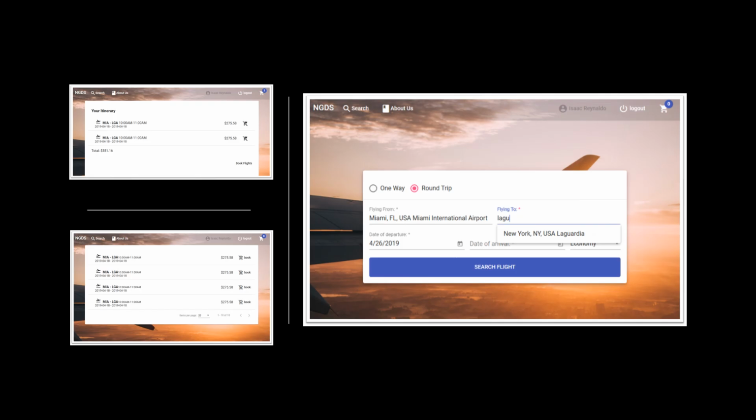And here are some examples of the UI design. This is what the user will be seeing when they use the system, the project.